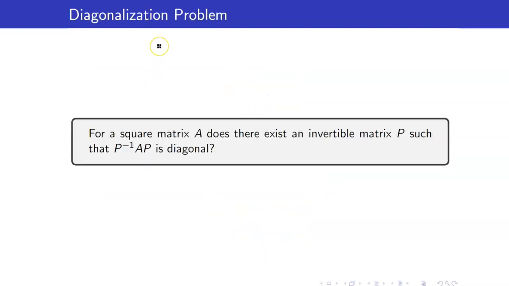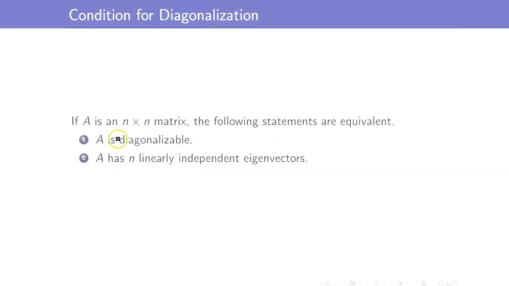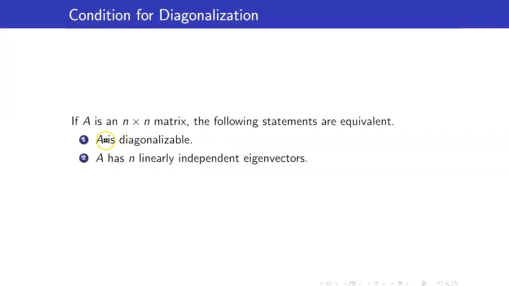We now go to our diagonalization problem. Let us recall that what we want to know is to determine which matrices are diagonalizable. So, therefore, for a square matrix A, does there exist an invertible matrix P such that P inverse AP is diagonal? The next slide will give us the sufficient and necessary condition for a matrix to be diagonalizable. Here is our big theorem. If A is an n by n matrix, A is diagonalizable if and only if A has n linearly independent eigenvectors. This theorem is an if and only if statement, so therefore we prove two directions.